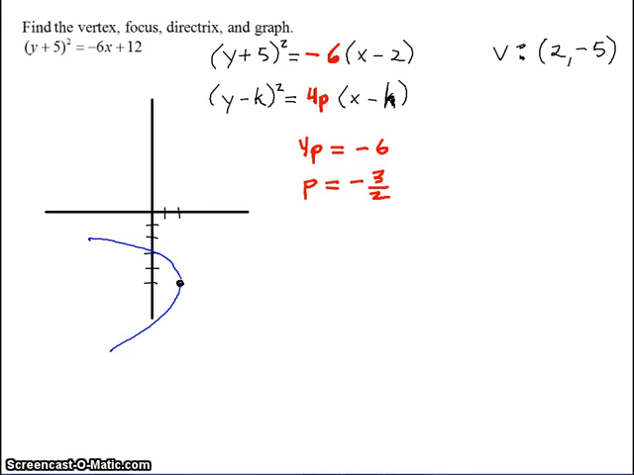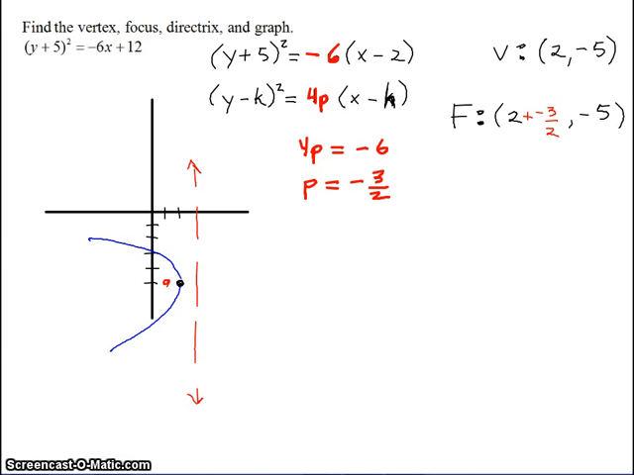We know that the focus is going to be within the cup of the parabola, and the directrix is going to be in back of the vertex there. We just have to identify what the point of the focus is and the line of the directrix is. Let's go ahead and deal with the focus first. To find the focus, we need to have the vertex.